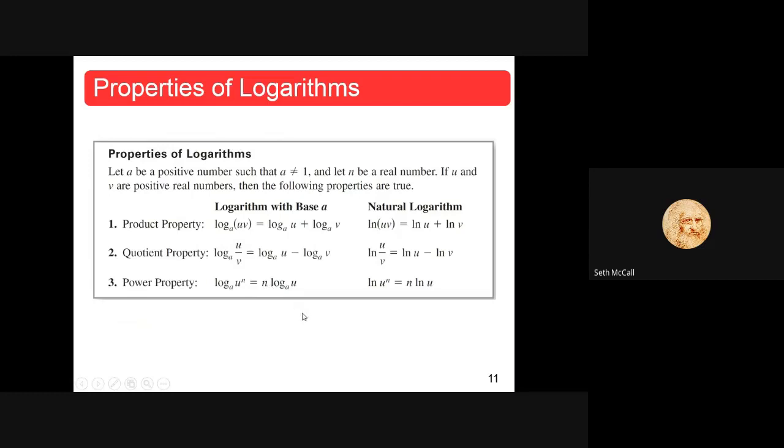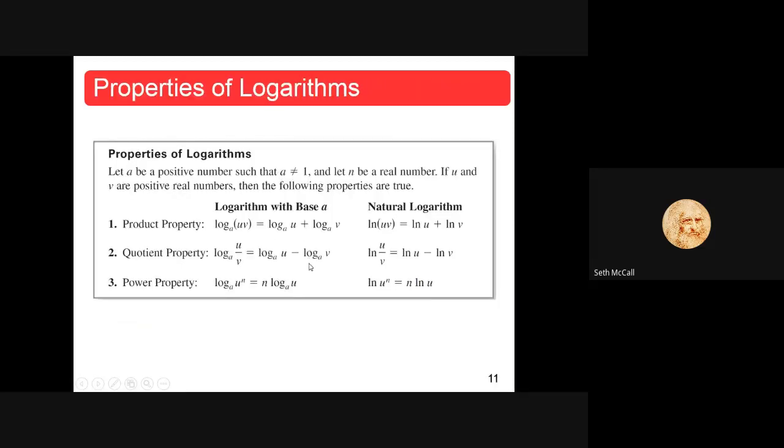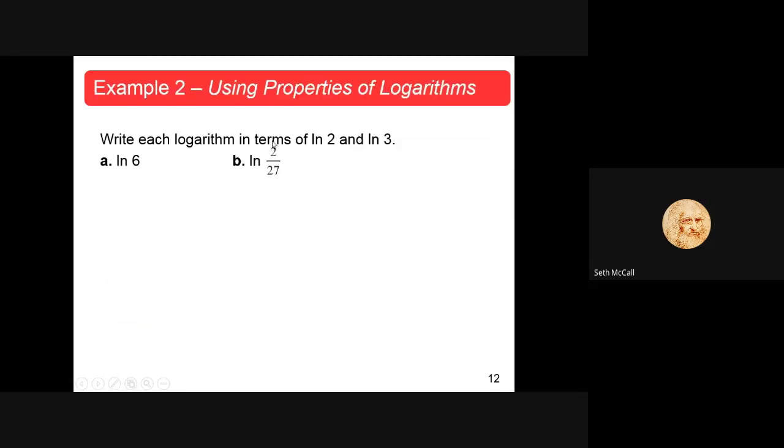Now let me show you a couple examples of this. These aren't really simplifying any more than what you see. This is just using the properties that I just showed you to write each logarithm in terms of natural log of 2 and natural log of 3. Looking at natural log of 6, and the hint here is 2 and 3, we can break 6 up into natural log of 2 times 3. So we rewrote 6 as 2 times 3.